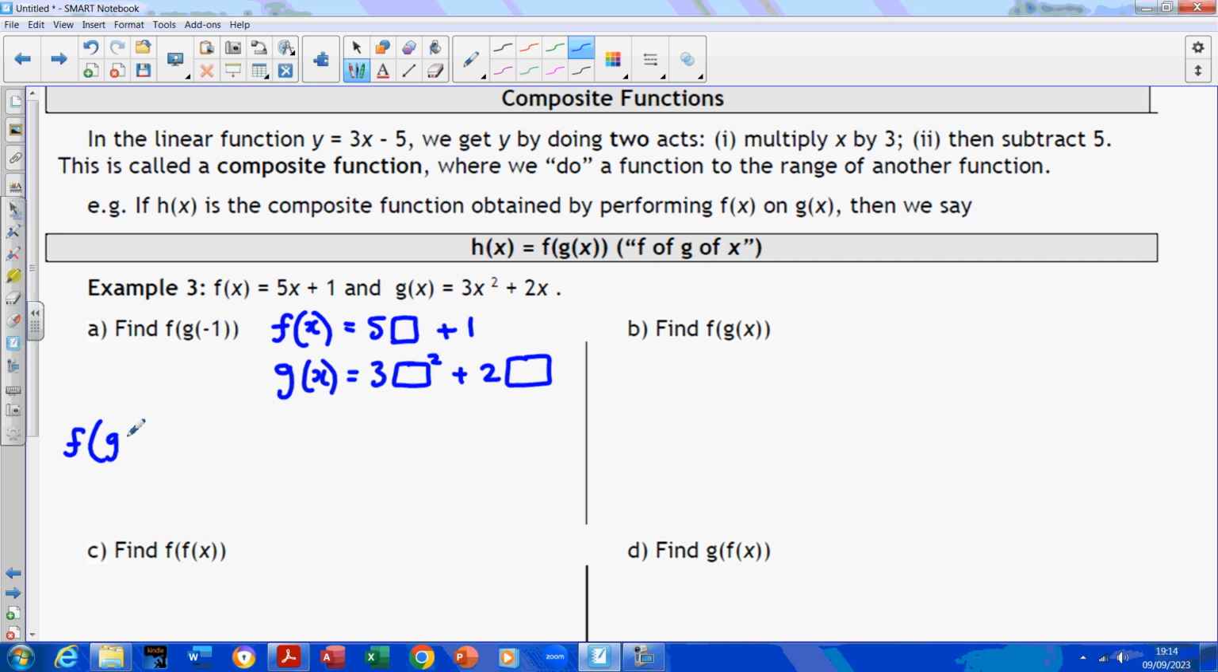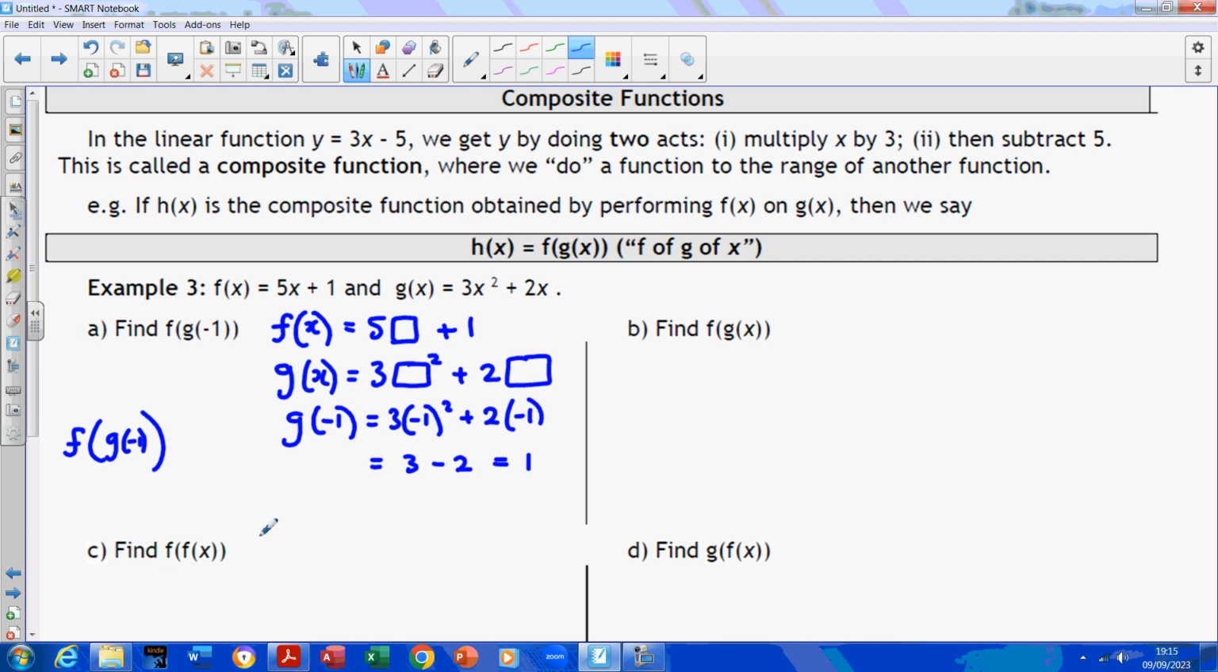So the first thing we want to do in this first one is find f of g of minus 1. So I'm going to do g of minus 1. Write it in here, g of minus 1. What does this function g do to the thing in the bracket? It's minus 1 now. So it does 3 times minus 1 all squared, add on 2 times minus 1. And when I work that out, minus 1 squared is 1, 3 ones are 3, 2 times minus 1 is minus 2, so that is equal to 1.